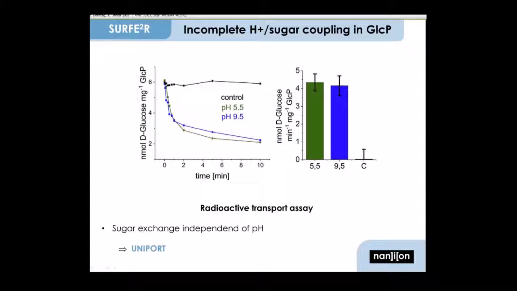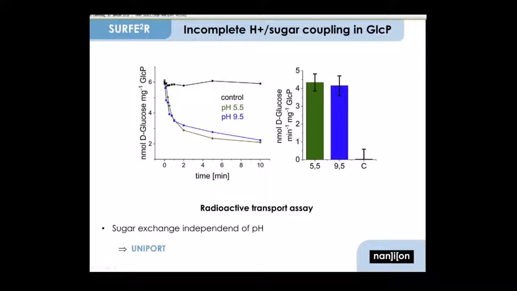With electrophysiology, we only could observe proton movement. To look at the sugar movement, we performed a radioactive transport assay. We compared the sugar exchange activity at pH values below the pK and above the pK, meaning we investigated sugar translocation in the protonated and unprotonated transporter.